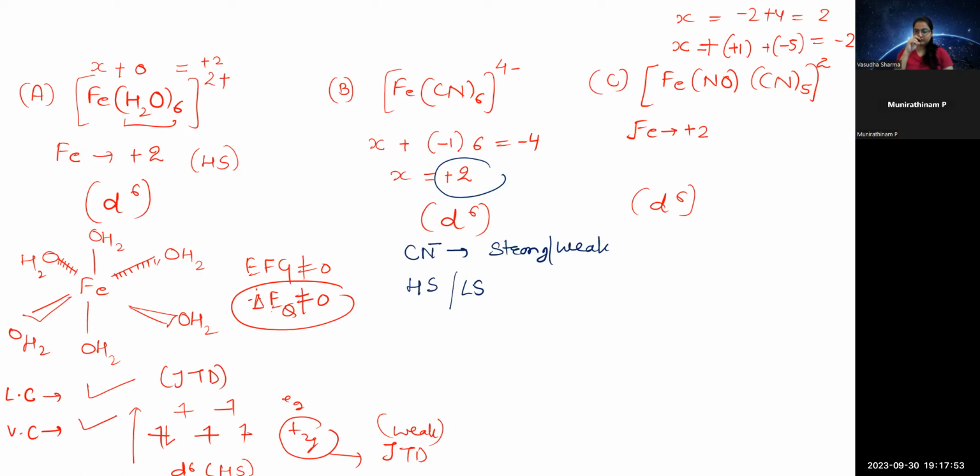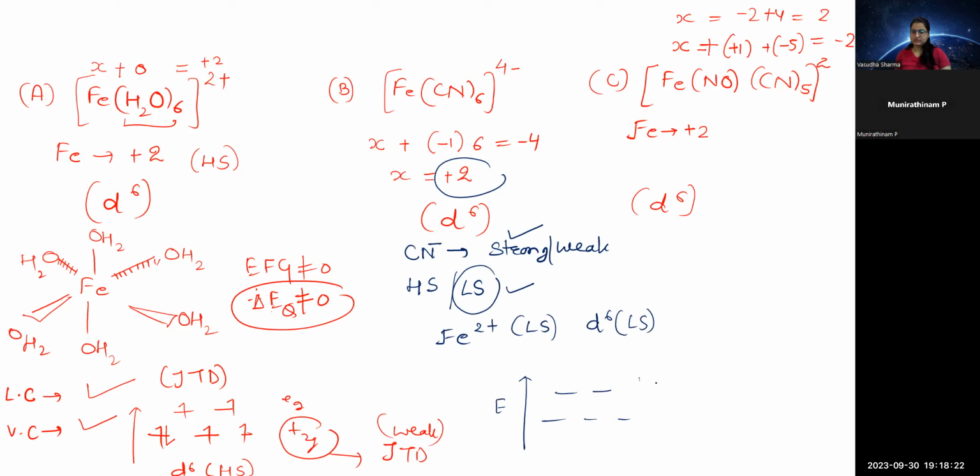So first question, CN negative, the cyanide ligand, is it a strong field or a weak field ligand? Strong field ligand, ma'am. Yes, because it is a pi acceptor, so it will form a low spin complex. So we got to know iron is in +2, low spin. That means D6 low spin. Whenever there are low spin complexes, what happens? Pairing of all the electrons happens.